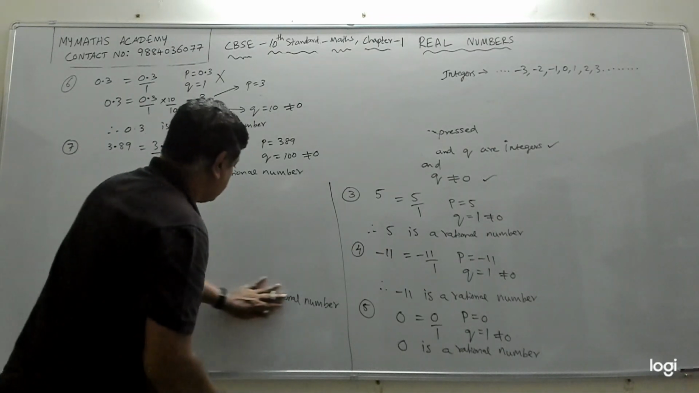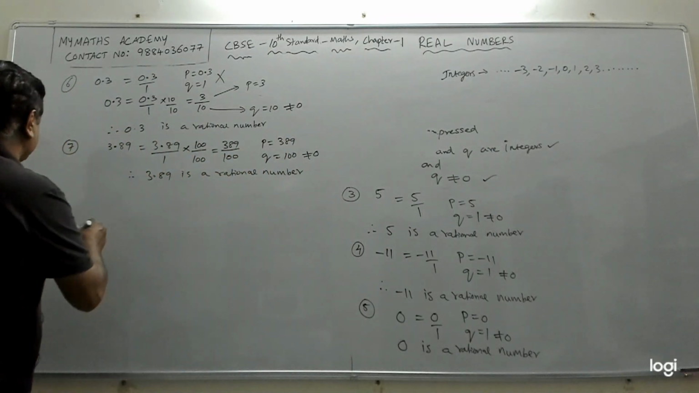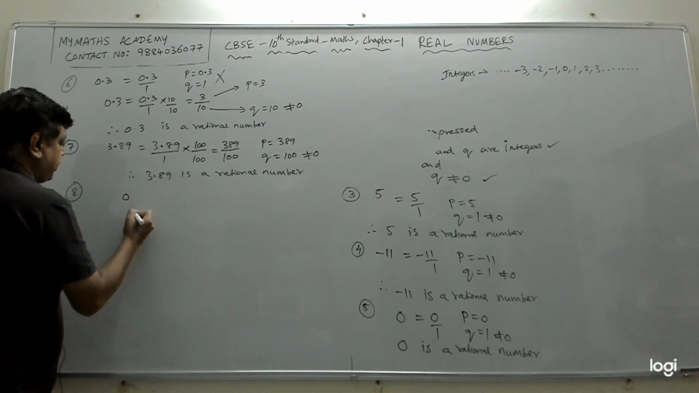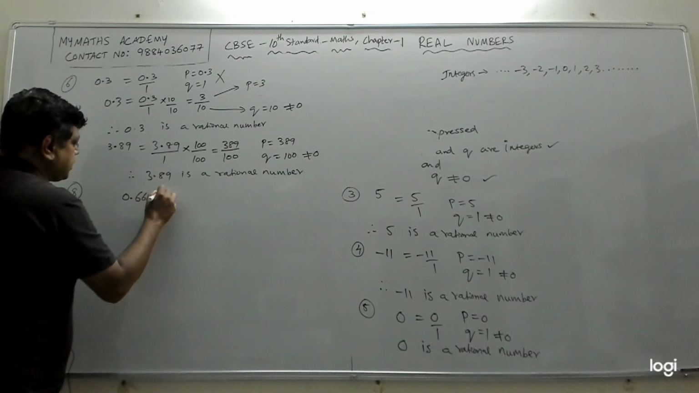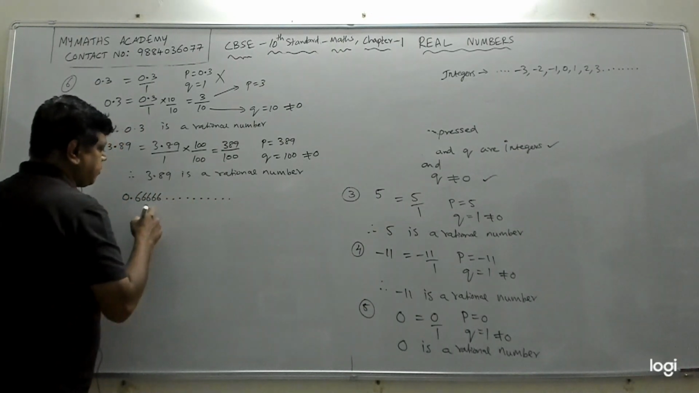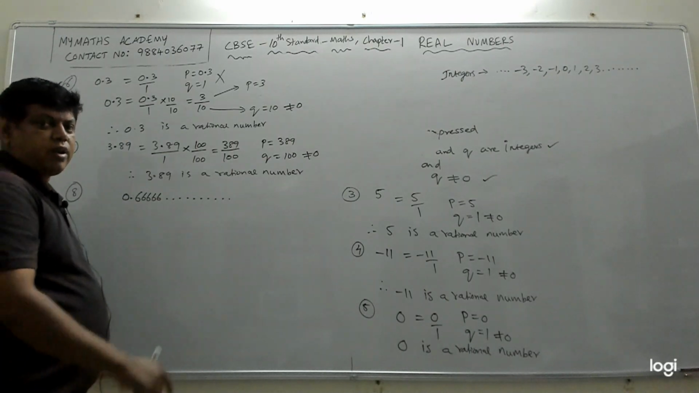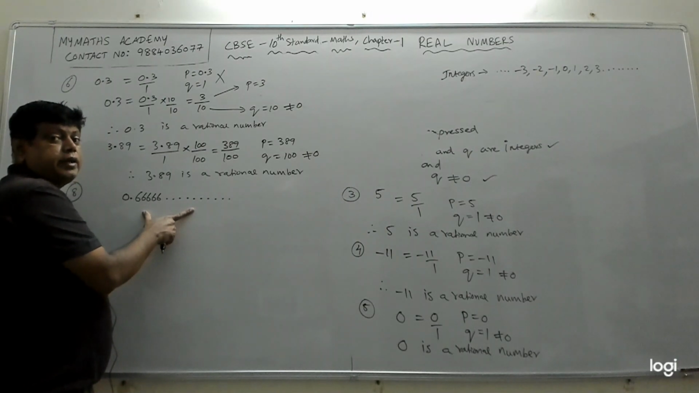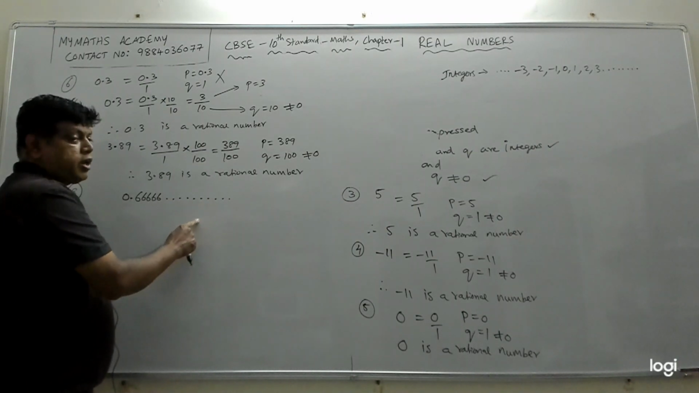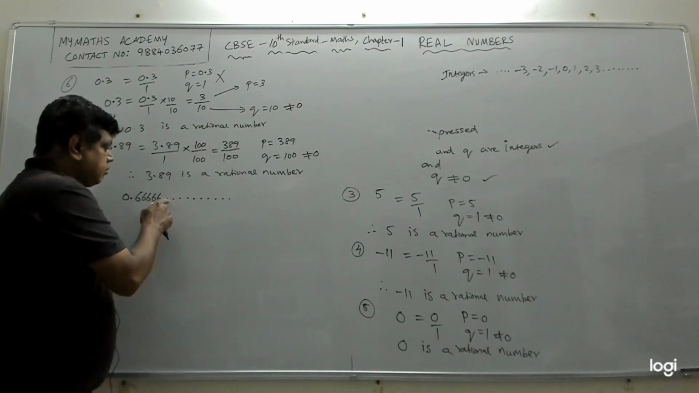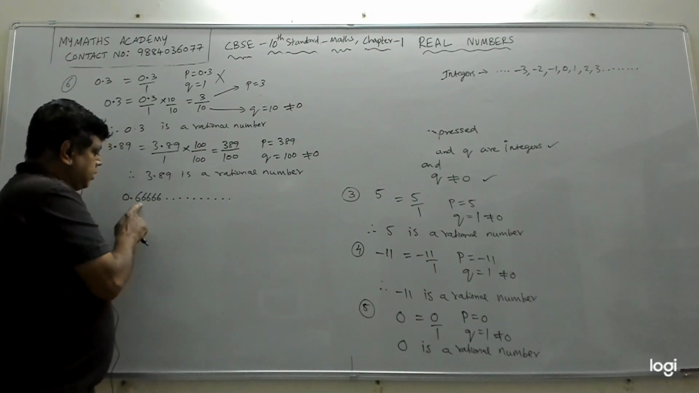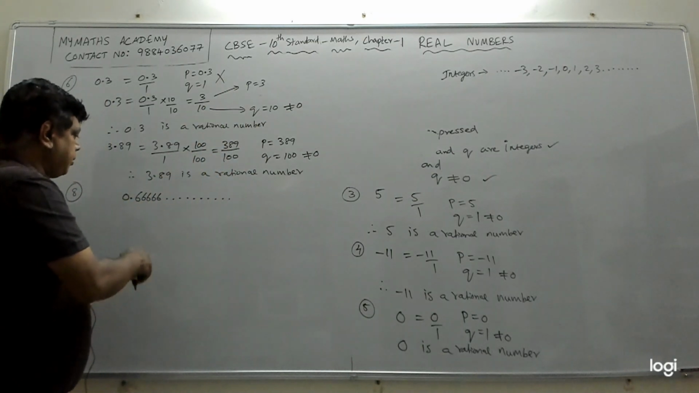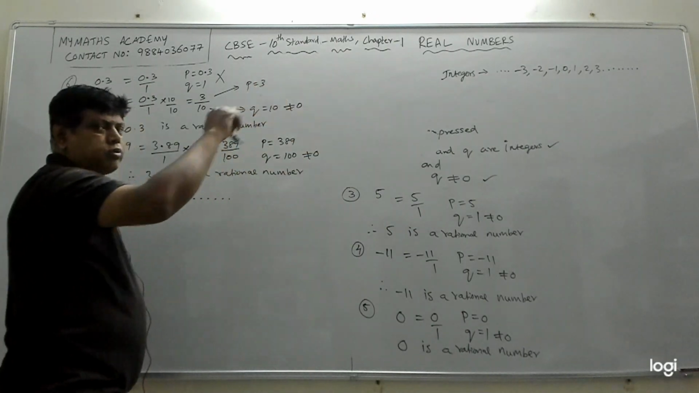Fine. Now we will see one more example, the 8th example. Suppose I have the number 0.666666, it keeps on going, it never ends. We call this a non-terminating decimal expansion, which means the numbers after the decimal keep going. And it is also repeating, 6 is repeating. So let's take 0.66666, dot dot dot, it goes on.